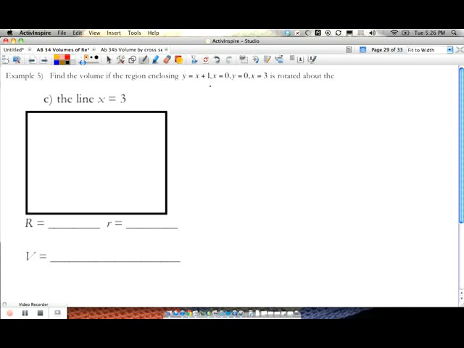Okay, let's take a look at the last part, example 5. There's only a, b, and c for example 5 and 6 here. We're rotating around the line x equals 3. Let's go ahead and get our visual reference.